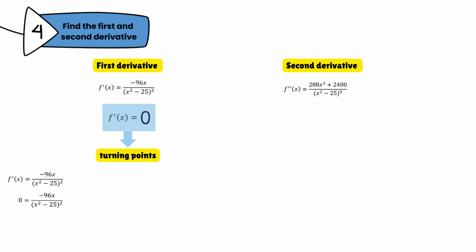With a fraction equal to 0, we only focus on the numerator and set it equal to 0 because the denominator can never be 0. We cannot divide by 0. This is the x value of the turning point.